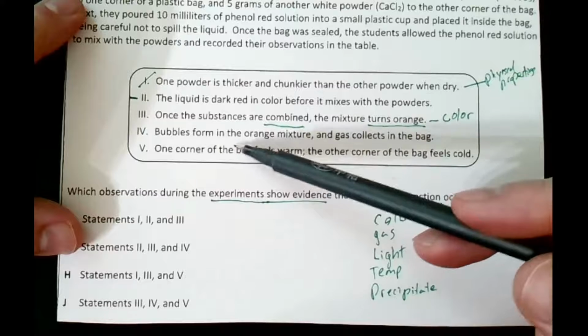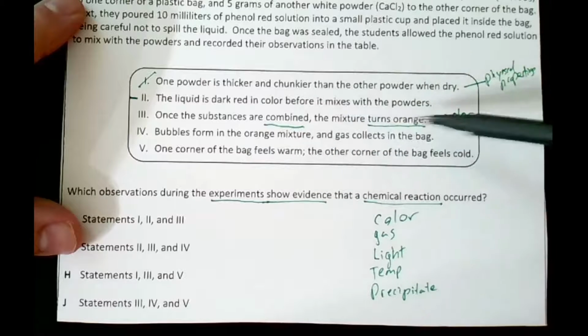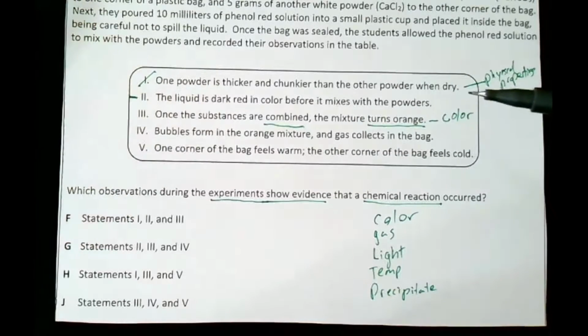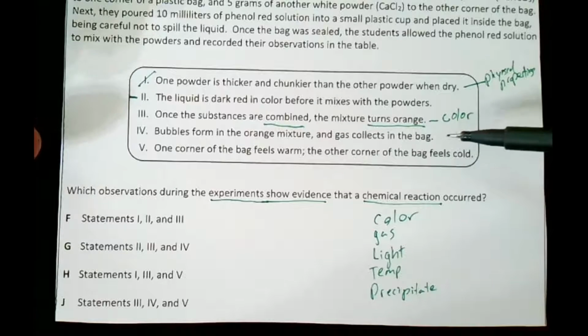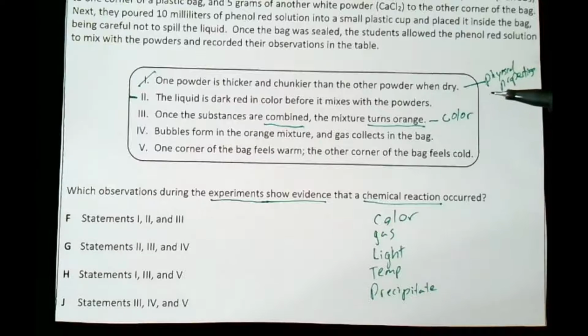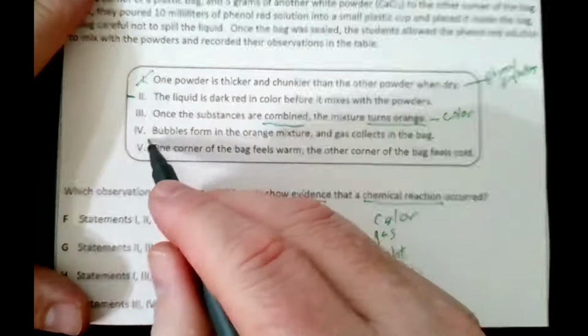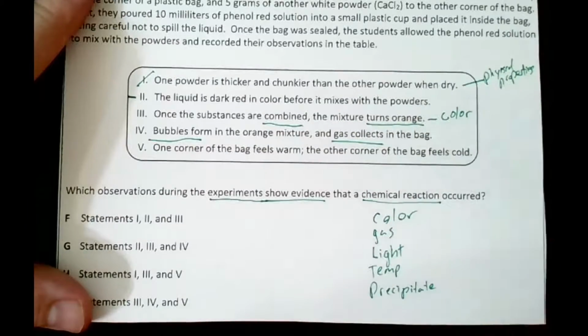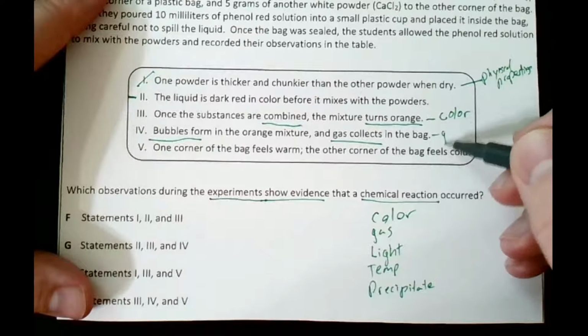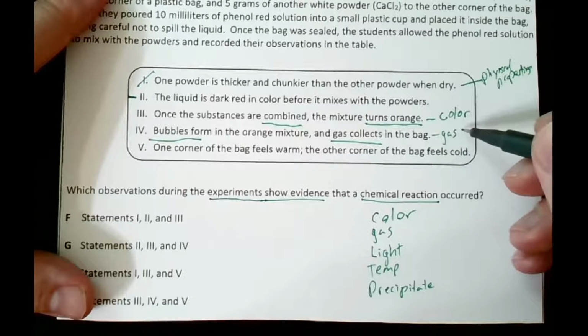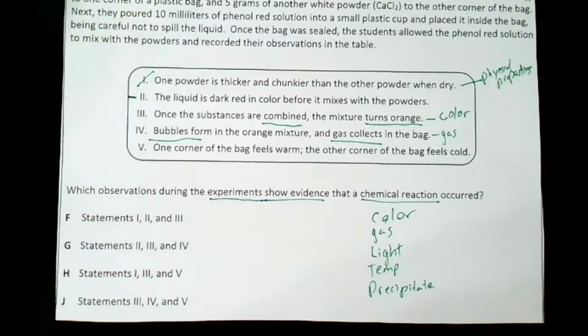Bubbles form in the orange mixture and gas collects in the bag. So which words in this sentence tell us that a chemical change may have occurred? You should see this pop up on your screen right now. Great. I'm hoping you said that bubbles form and gas collects. So that's going to be a gas or odor.